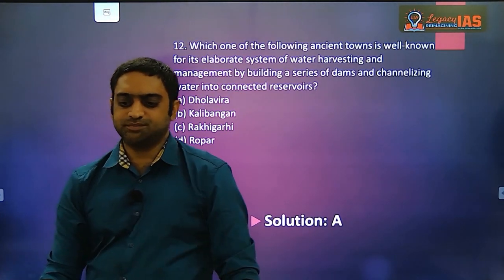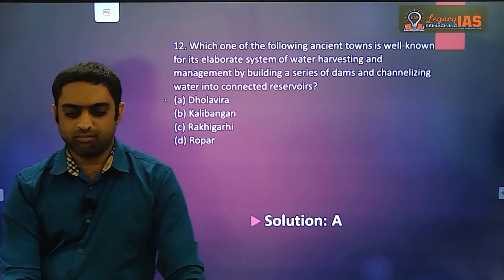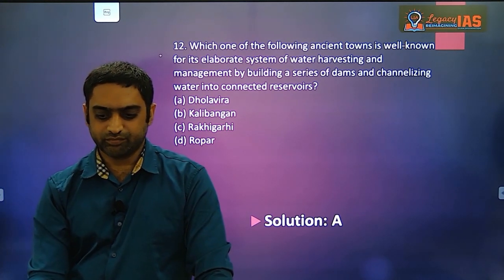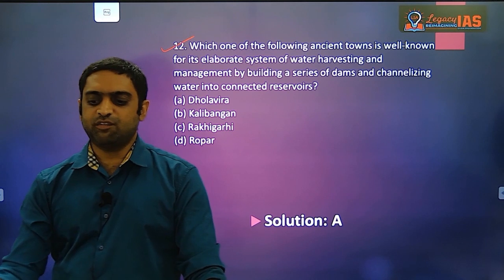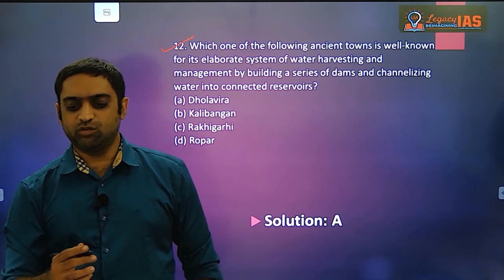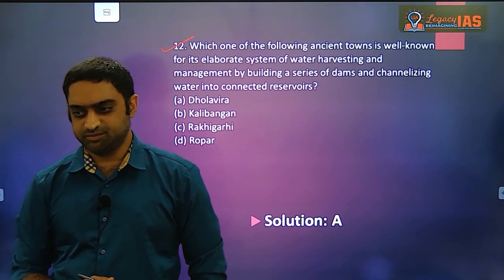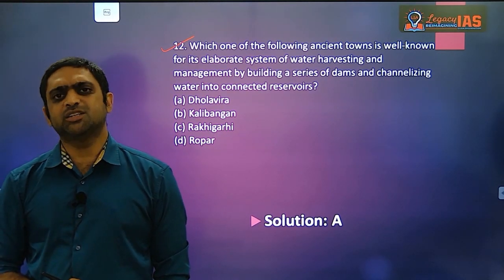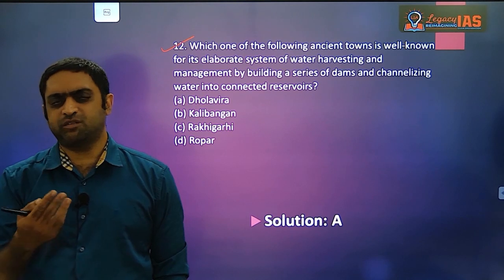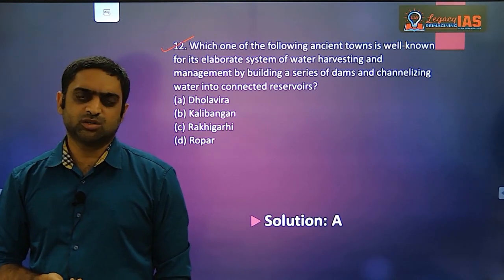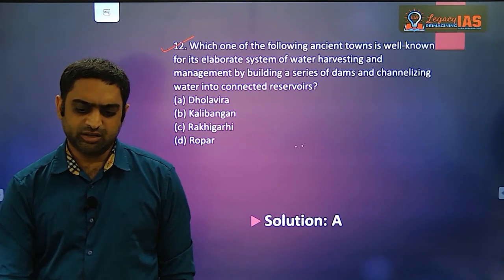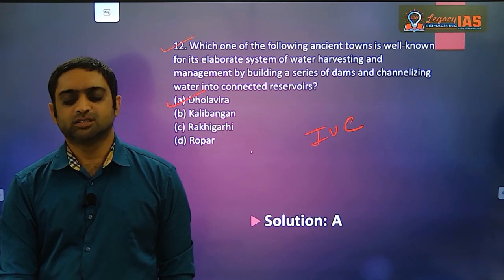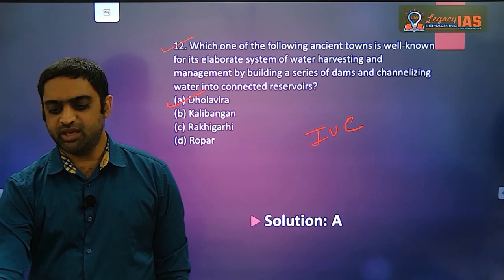Coming to the 12th question. Which one of the following ancient towns is very well known for its elaborate system of water harvesting? This is also a very common question which comes in your ancient history. You must have done it in your Indus Valley civilization. So the correct answer here is Dholavira, option A.